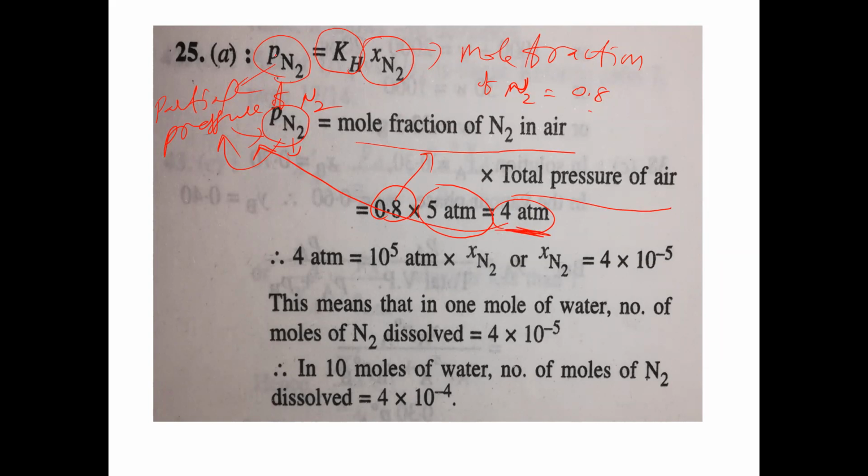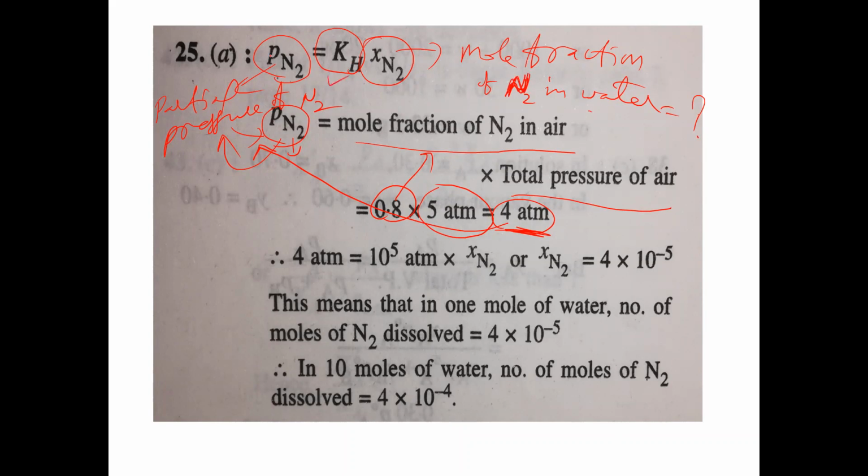So this partial pressure of nitrogen, 4 atm, is equal to Kh into the mole fraction of nitrogen in water. So this is in water, the mole fraction of nitrogen in water. That means the solubility of nitrogen in water is what they asked here.